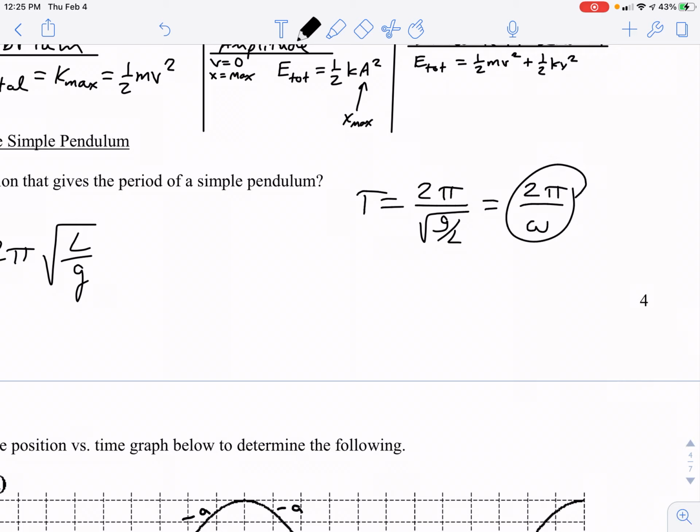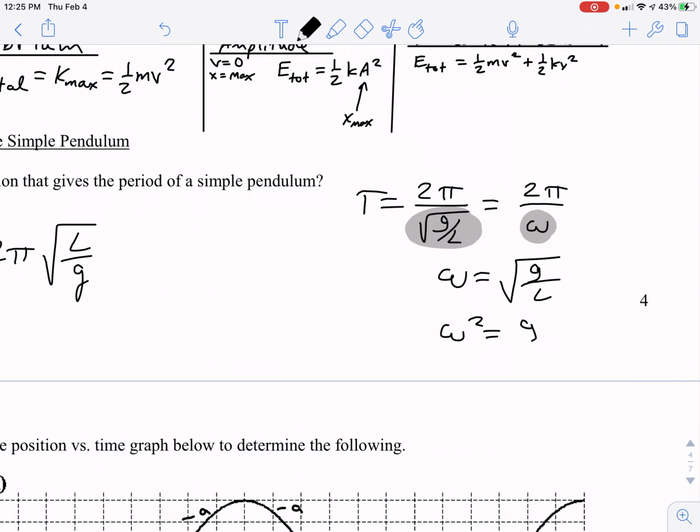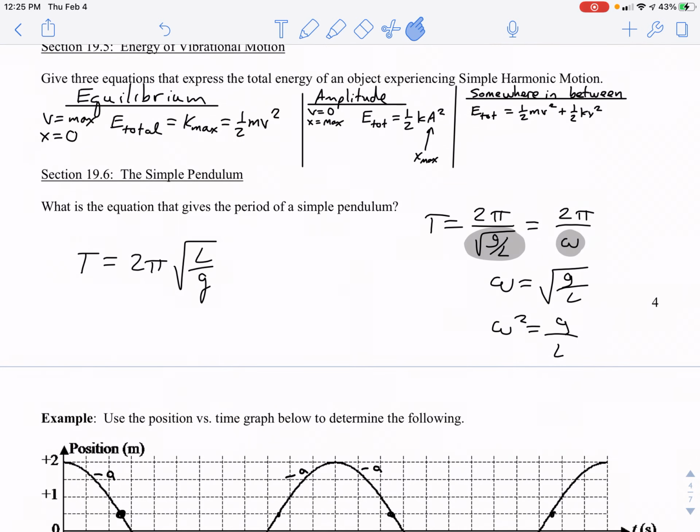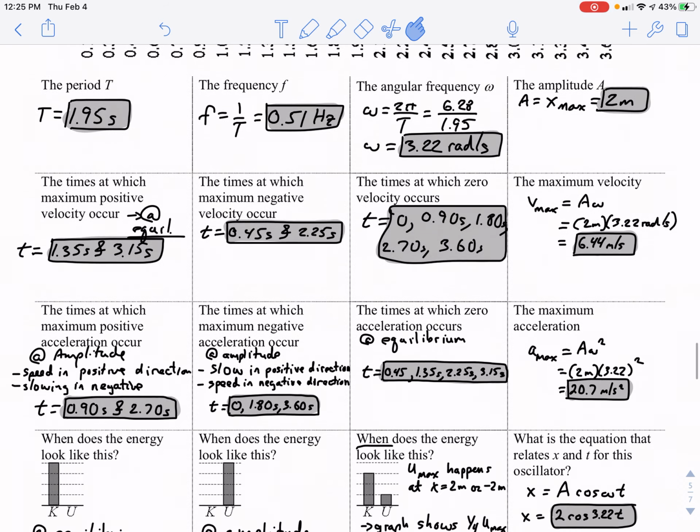Remember this equation from earlier? Well, that tells you that omega can also be written in terms of a pendulum. So omega for a pendulum is the square root of g over L. Or you could say omega squared is g over L. So you have omega for a spring, which involves spring constant and mass, and you have omega for a simple pendulum, which involves the acceleration due to gravity and the length. We will take a look at this example in class.